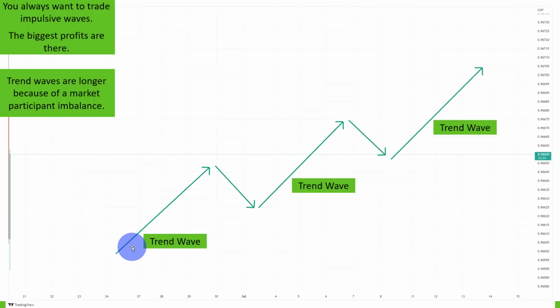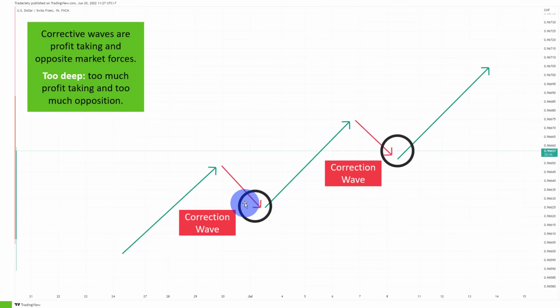And when there is such a big imbalance, when you have way more buyers than you have sellers, then the market is going to shoot up because it will go to a price where it's high enough so that some more sellers are interested to sell and some of the buyers are interested in taking profits. And that's then leading to those corrective waves.